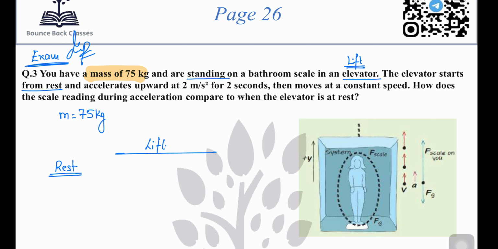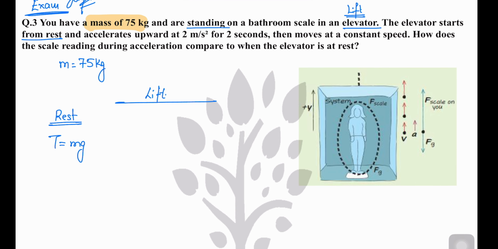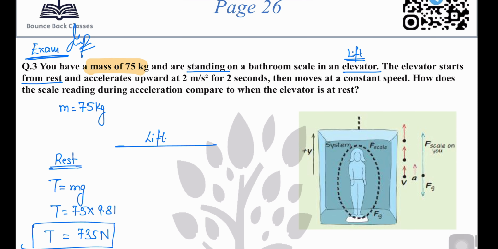I told you T is equal to mg. So m is 75, multiply by 9.81. So what is the value? 735 Newton. Do you understand? At rest. And then it accelerates upward.